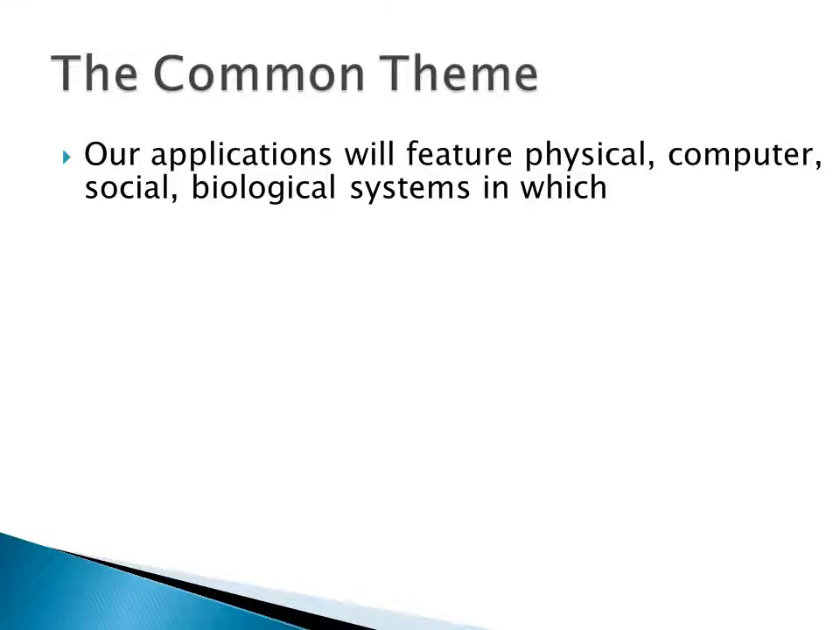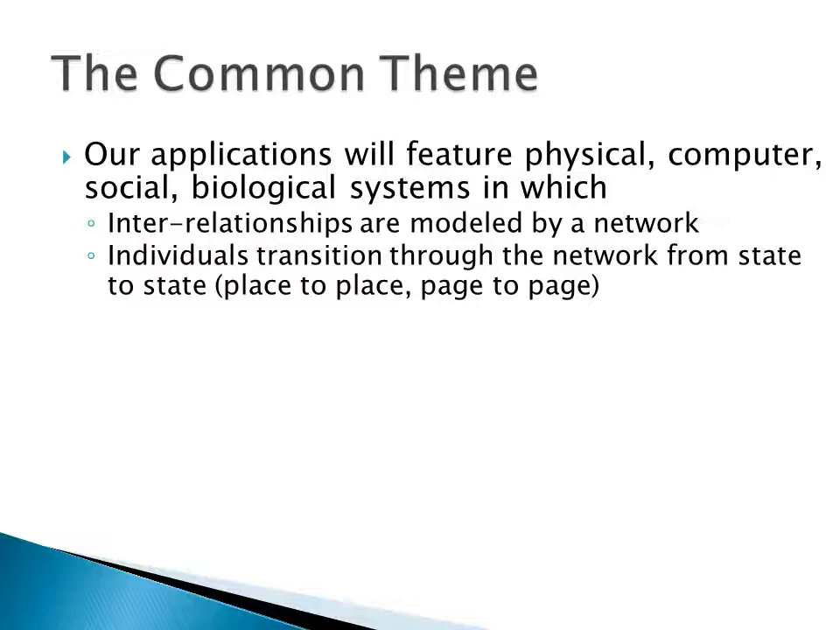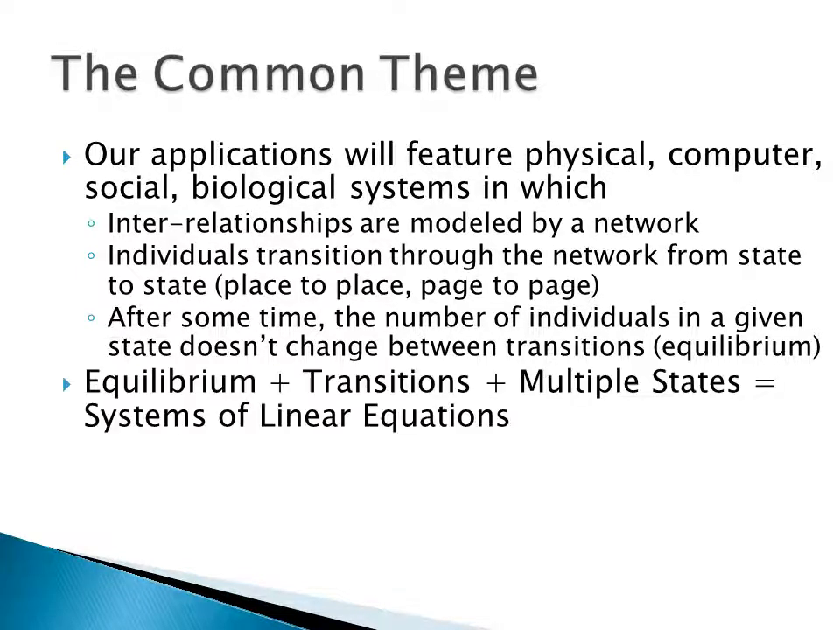So we're going to see common themes. Physical, computer, social, and biological systems in which there are interrelationships modeled by a network. Individuals transition through the network from state to state, and after some period of time, the number of individuals in a given state doesn't change between transitions. So we're at equilibrium. The outgoing balances the incoming.